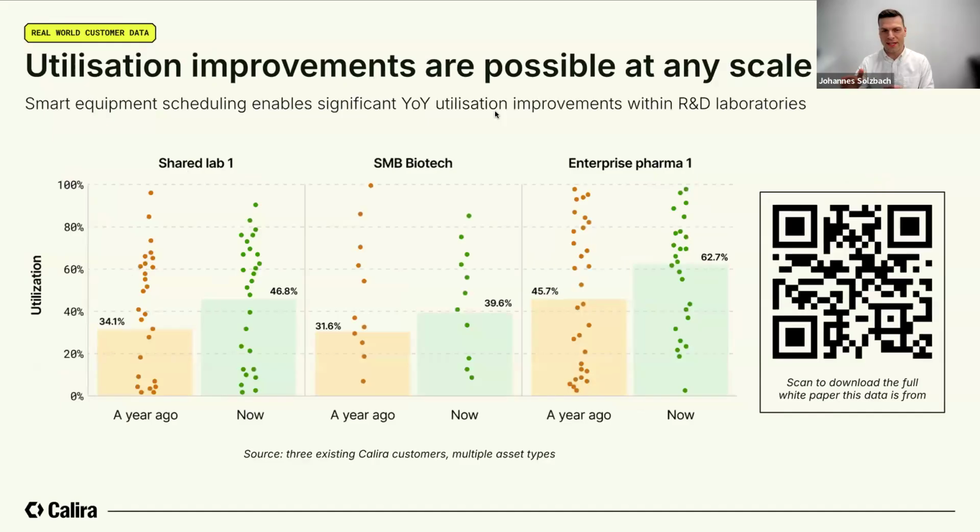Now, this data, what you can see here, is from real customer environments across shared labs, growing biotech companies, and large enterprise organizations. What it shows is that utilization can improve over time, regardless of scale. This is not a one-off transformation project or rewriting every SOP. It's about having a structured approach, making problems visible and fixing the right things in the right order.